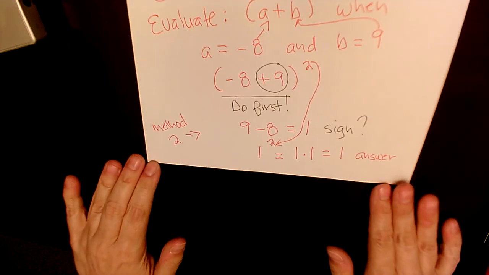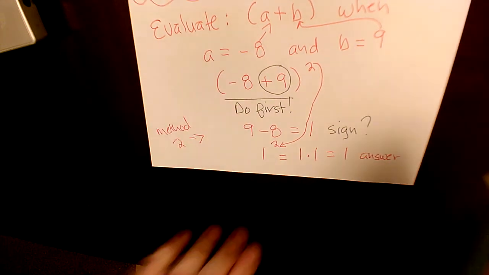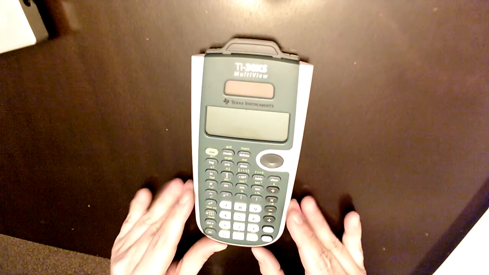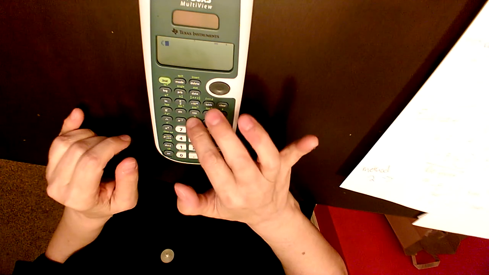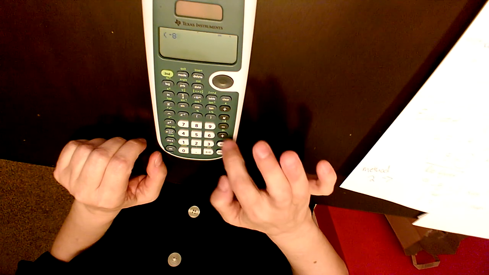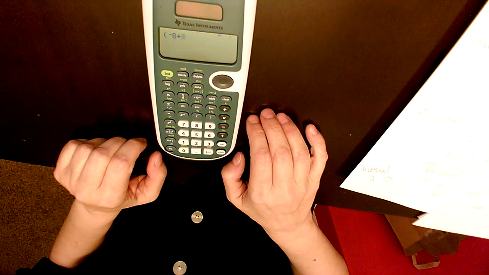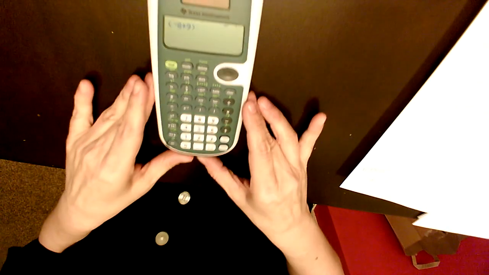Okay, how is that? Let me do the calculator for this one. Okay, so again, let's see. Bring it up a little bit. And I'm going to put in parentheses. I'm going to put negative 8 plus, and B was 9. And I'm going to put that in, and then the second parenthesis. So that's what I have so far.